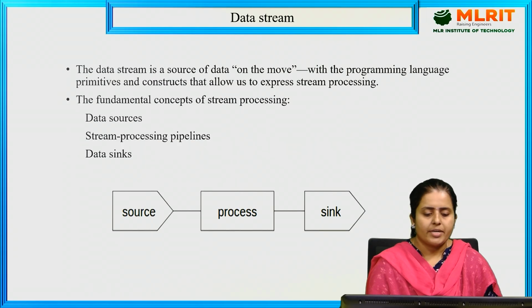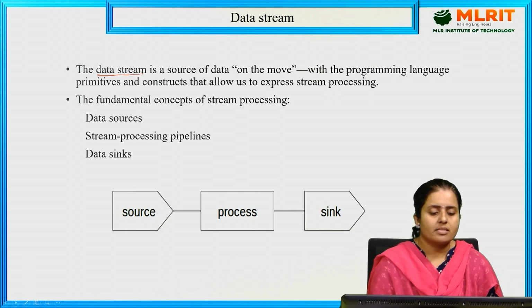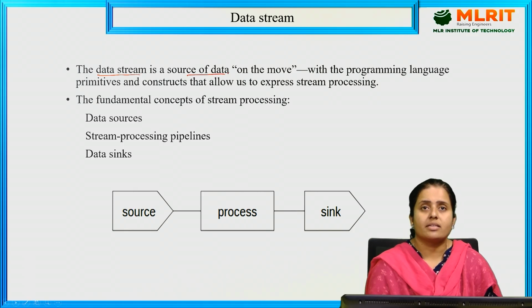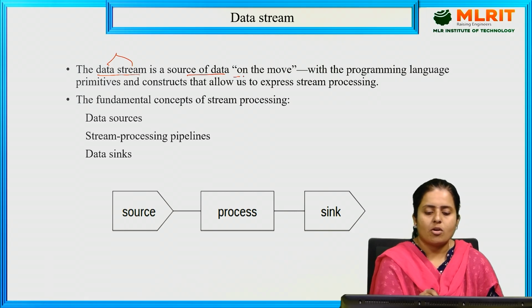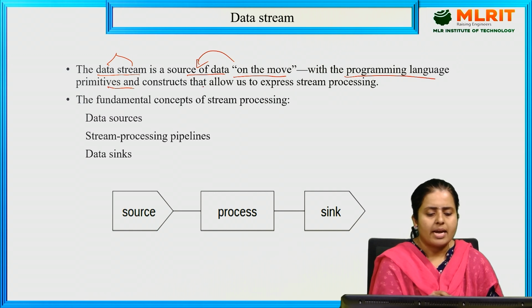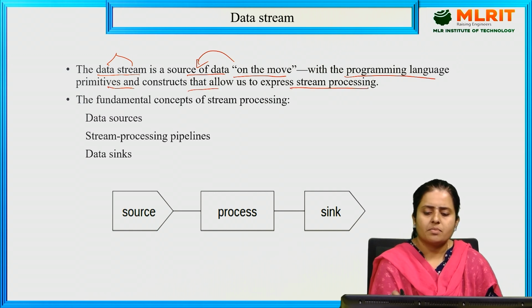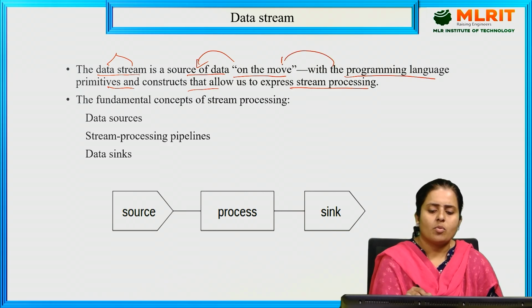Now let's look further into the data stream. What is the data stream? The data stream is a source of data, with a combination of continuous flow. The data is on the move from multiple sources. We can call it real-time continuous data, with programming language primitives and constructs that allow us to express stream processing. So with the help of some programming languages and other tools, we can analyze that continuous movement of data.